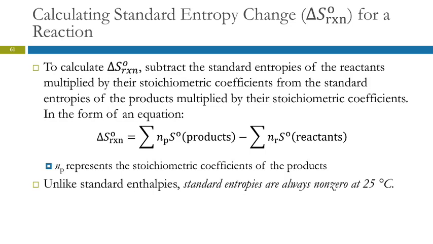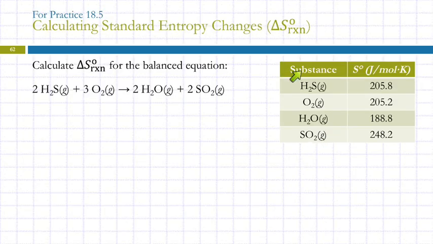So here's an example. And to make things easier on all of us, I put up the needed values there for the standard entropies. So we're asked to calculate the standard entropy change for this balanced equation. So what we want to do is take the standard entropies of the products, multiply them by their molar coefficients, and then subtract the sum of the reactants.